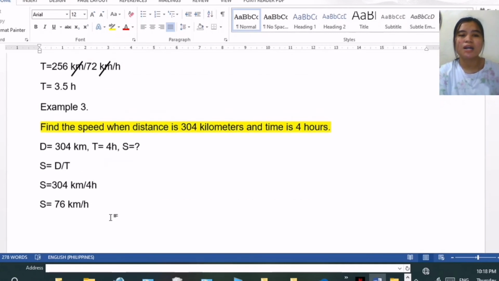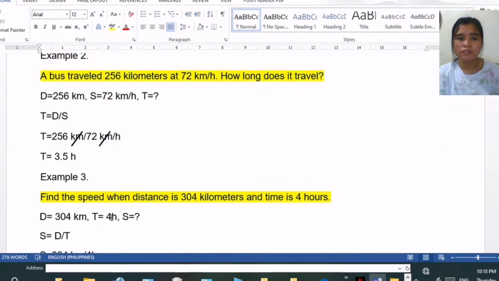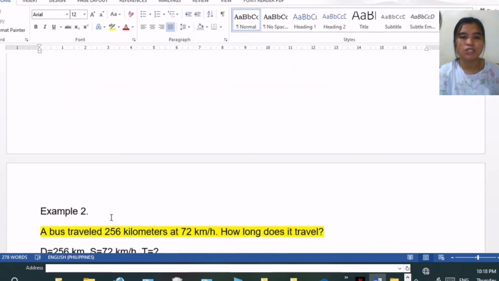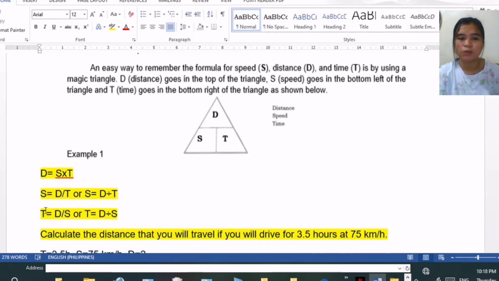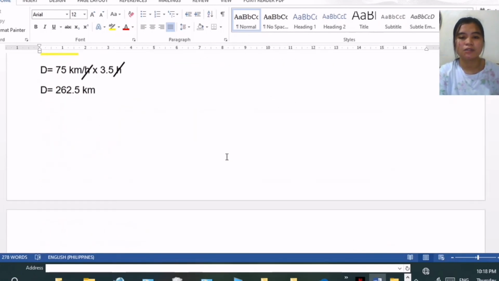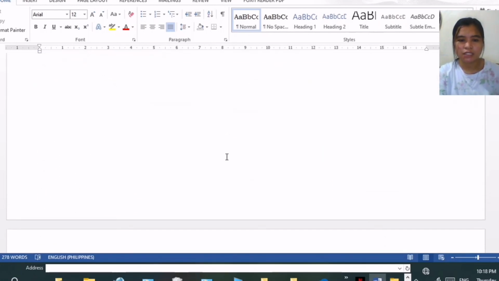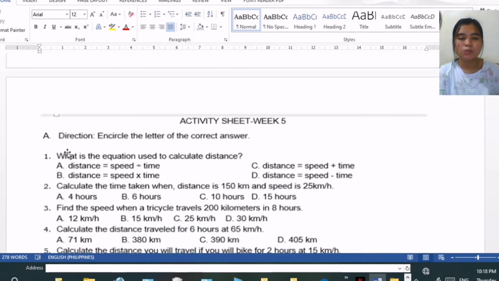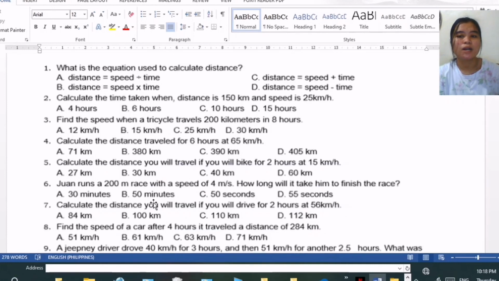I hope you understood our explanation about solving distance, speed, and time. Just remember the magic triangle and the formulas. For your activity for week 5, there are directions: encircle the letter of the correct answer. For instance, number 1: what is the equation used to calculate distance? What formula did we use when distance is what we're looking for? Do we divide or multiply? It's up to you. I hope you understood our discussion.